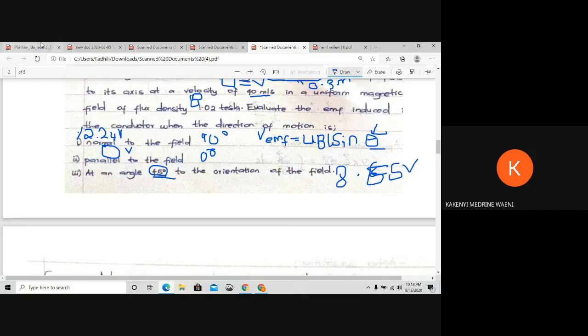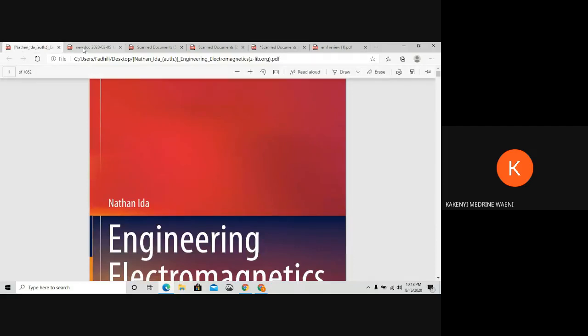So as you can see, 45 is smaller than 90, so as it got lower, the induced EMF got lower. Also, just on page 563.